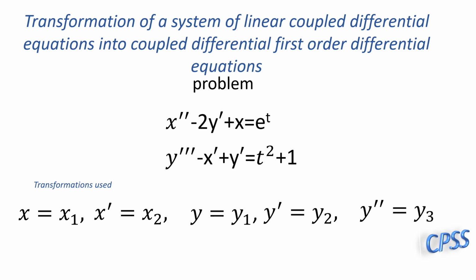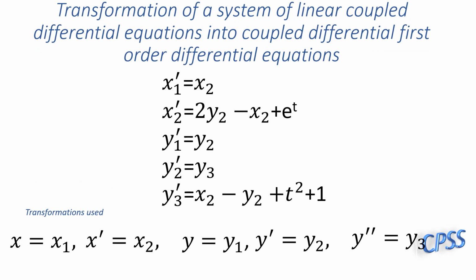So using those transformations, we get, okay, here are the 5 coupled equations. They're still coupled. The second one and the fifth one are inhomogeneous. So where do you start here? Yes, you could use numerical methods, but you need an initial condition.